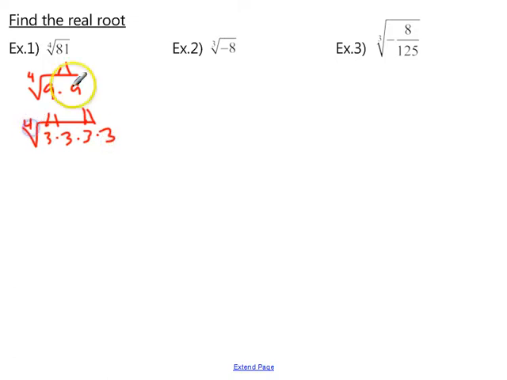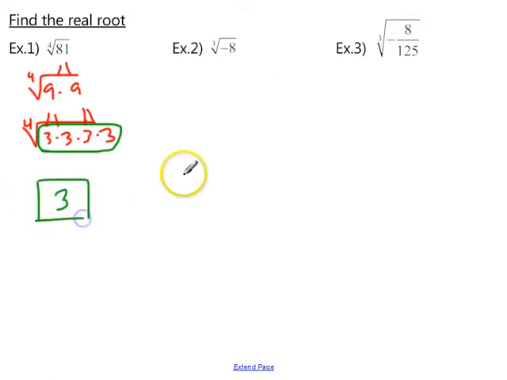Now, once you've simplified your radicand into primes, the idea before, when we were taking the square root, was that you had to pair numbers up. But now the index tells you how many need to make a group so that they can escape from under the radical. So we need a group of 4. Here we have 4 3s, so they're going to group together, and then they're going to escape as 1 3. And this is actually the real root.